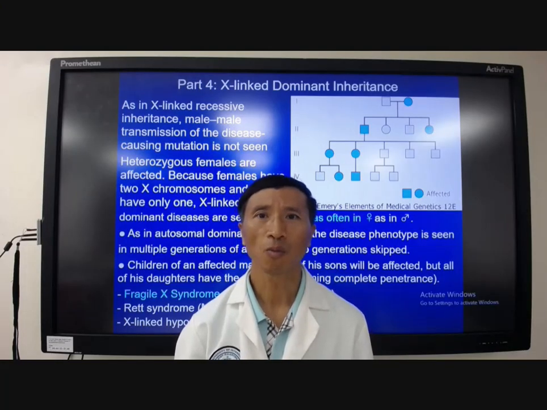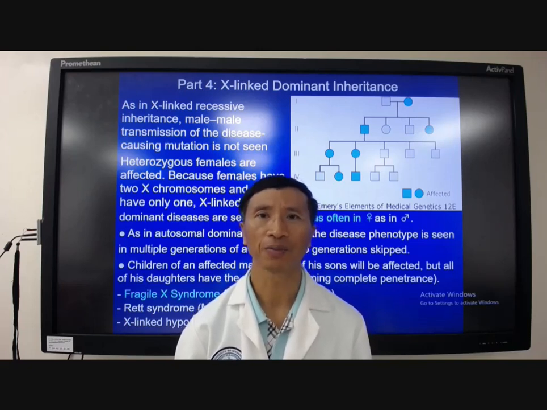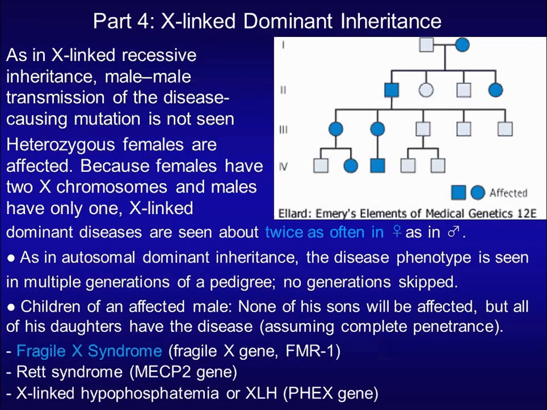Now, let's move to part 4. We will look at X-linked dominant inheritance. As in X-linked recessive inheritance, male-to-male transmission is not seen. Different from X-linked recessive inheritance, heterozygous females are affected. Because females have 2 X chromosomes and males have only 1, X-linked dominant diseases are seen about twice as often in females as in males.